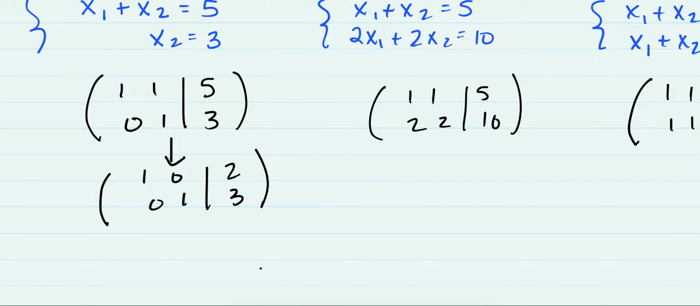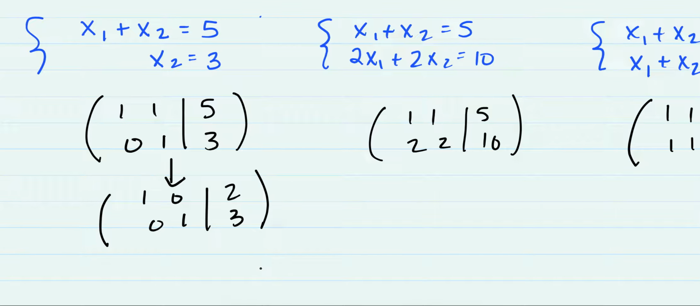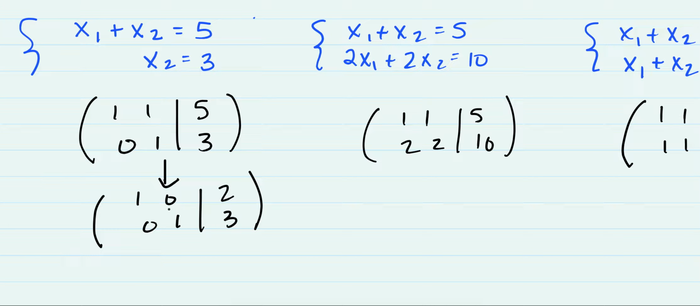So what's going to happen in this particular example, and in every example you have, is that you're going to have the same number of pivots as the number of unknowns. So here I have 2 unknowns, and here I have 2 pivots. And you can see this corresponds to x1 and this corresponds to x2, so that's how I get 2 and 3. That's what's going to happen when you have a consistent system with one solution.